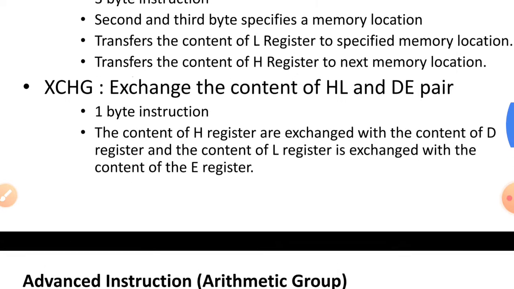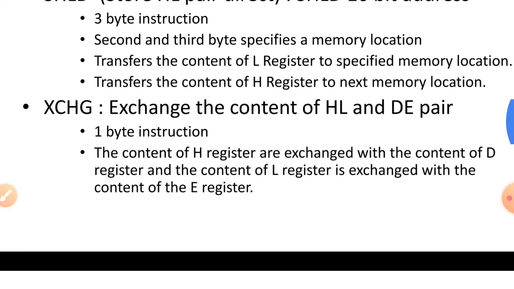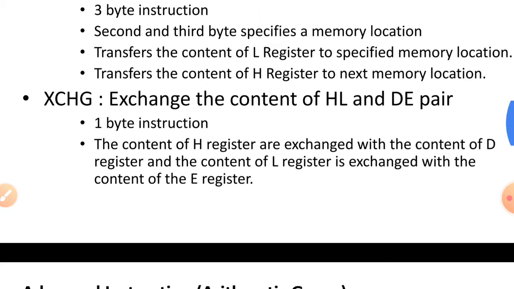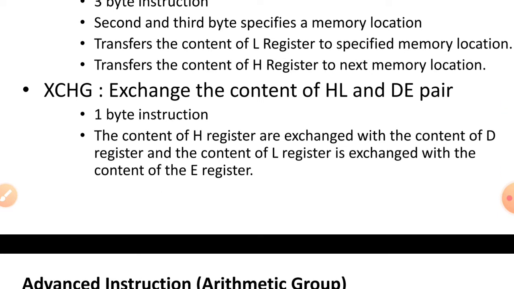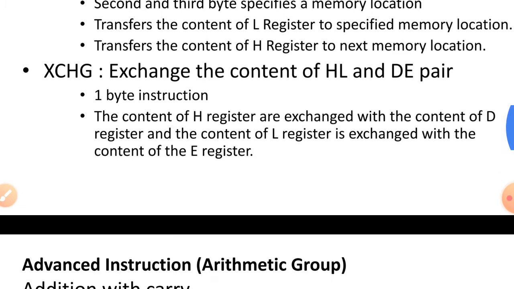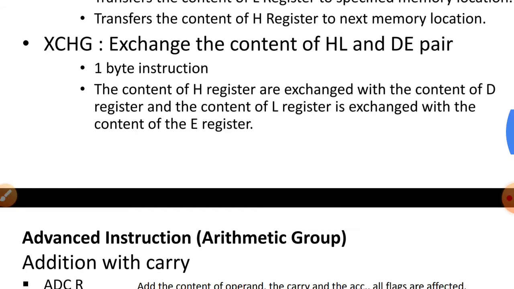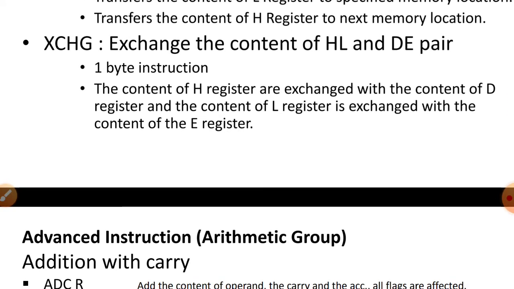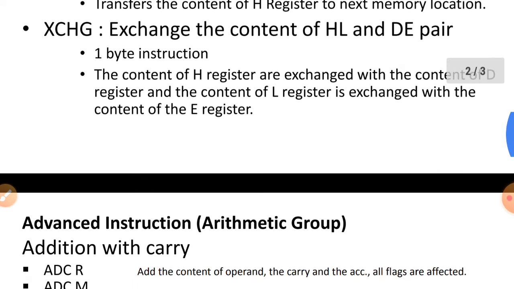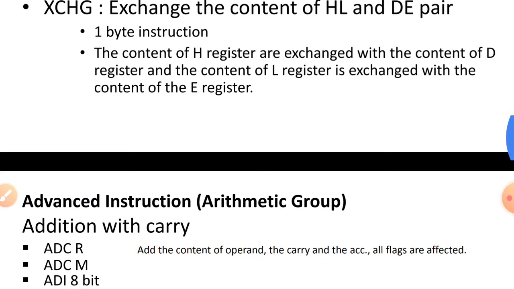When it is being exchanged, what does it mean? Whatever is the content of H will become the content of D, and whatever is the content of D will become the content of H. Similarly, whatever is the content of L will become the content of E, and whatever is the content of E will become the content of L. So, the content of the H register is exchanged with the D register, and the content of the L register is exchanged with the content of the E register.